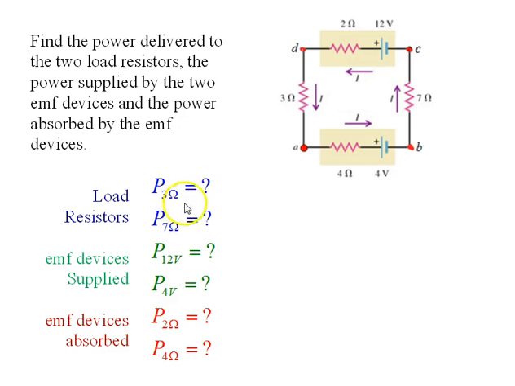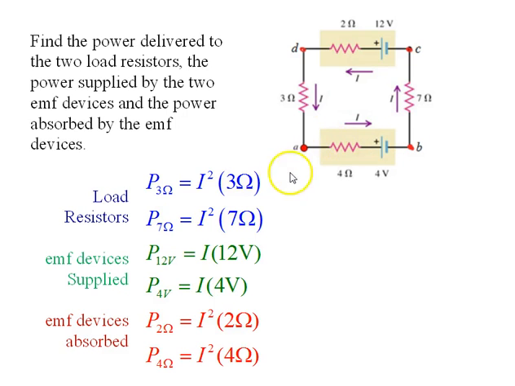So our load resistors are always going to absorb power. Any resistor is always going to absorb power. An EMF device can absorb or deliver power. It depends on the direction of the positive current relative to the EMF arrow. If our positive current is pointing in the same direction as the EMF arrow, or pointing in the direction of potential increase, then that EMF device or that battery is going to supply power. If our positive current is flowing in the opposite direction of an EMF arrow, or flowing in the direction of potential decrease through an EMF device, then that EMF device is going to absorb power.